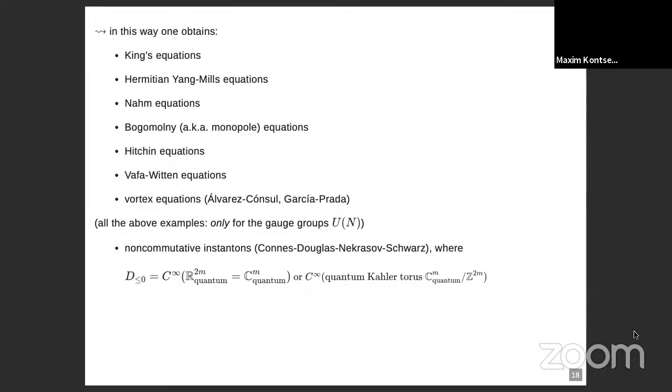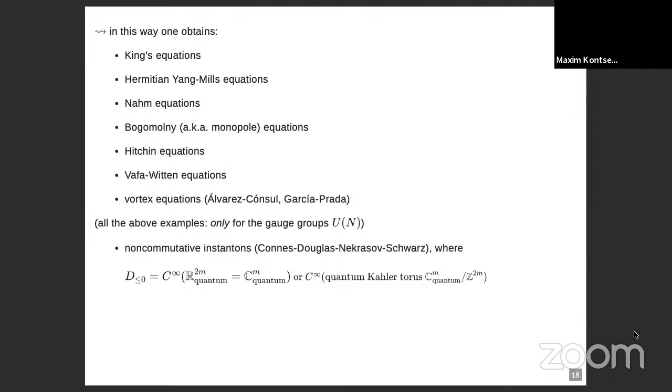So you get some generalization of King's equation, but not only King's equation, because we have more examples. The algebra could be the algebra of functions on a manifold, not the algebra of functions on a finite set. And in the continuous case, you get a whole bunch of equations from mathematical physics. Sorry, I'm going a little bit over time. You get the Hermitian equation, Nahm equation, Bogomolny equation, Hitchin equation, Vafa-Witten equation, and something called vortex equations, considered by Alvarez-Cónsul and García-Prada. But all these things are only for the unitary group.